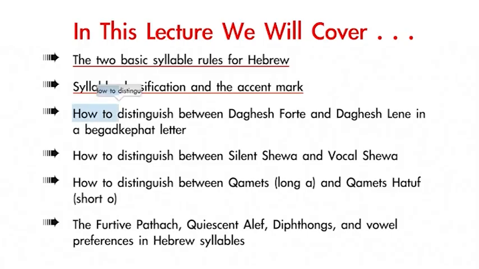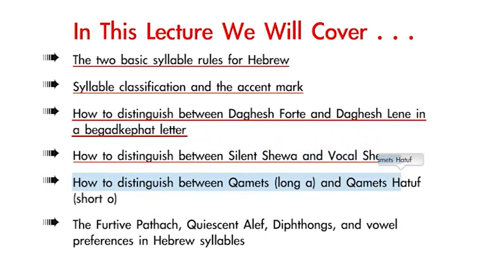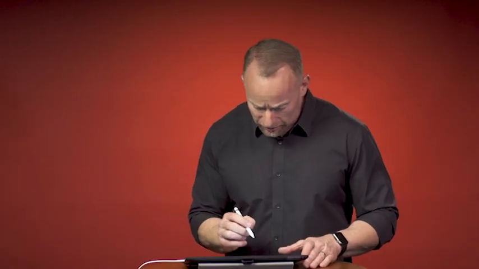We're finally going to learn how to distinguish between the Dagesh forte and the Dagesh lene in a Begad Kafat consonant. We'll learn how to distinguish between the silent schwa and the vocal schwa. We'll also learn how to distinguish between the kametz, the long A, and the kametz hatuf, the short O. So there's going to be a lot of precision work done in this chapter, and we'll learn how to distinguish between things that are identical but have differing values.